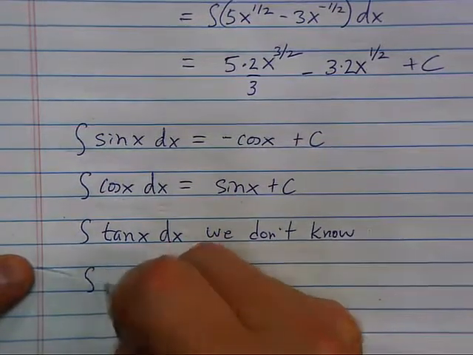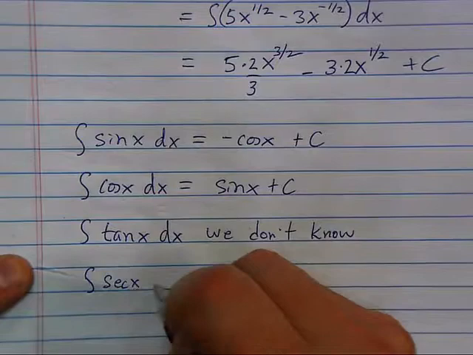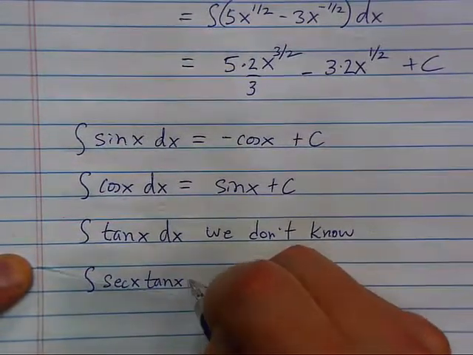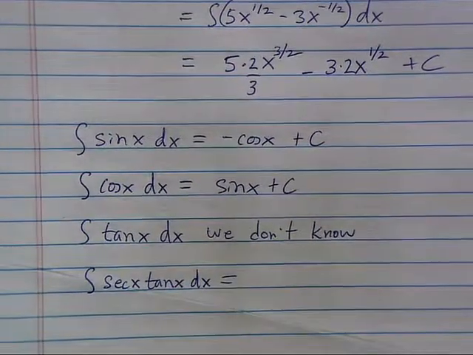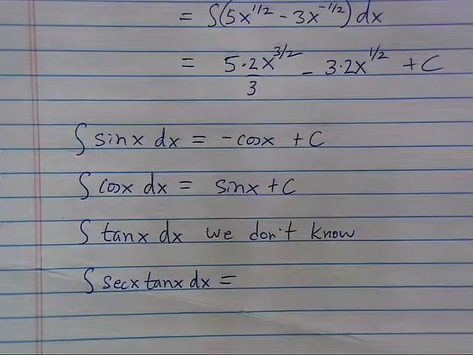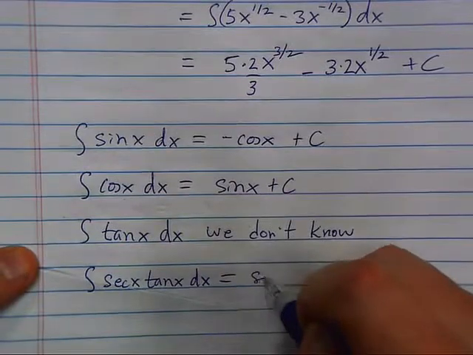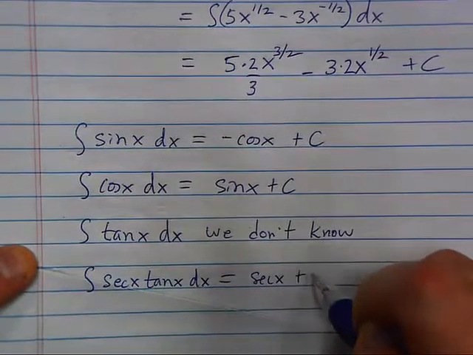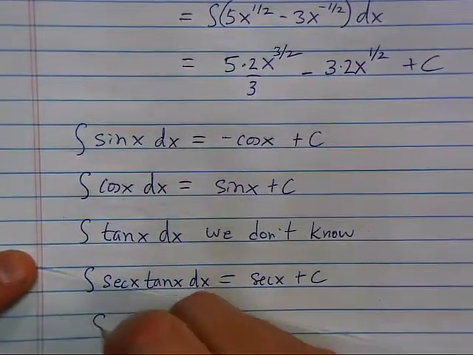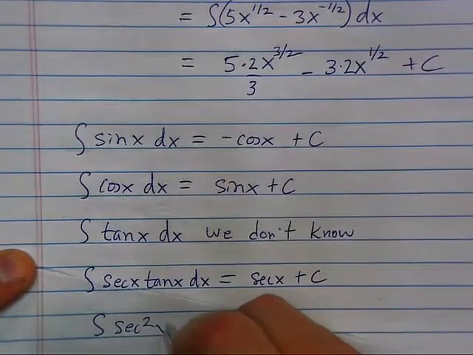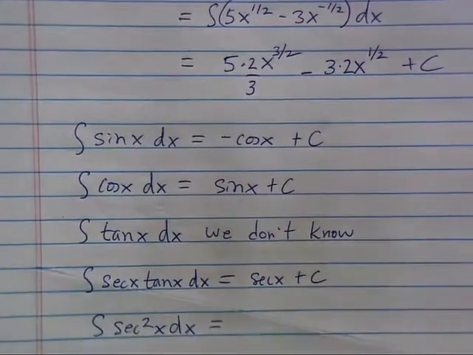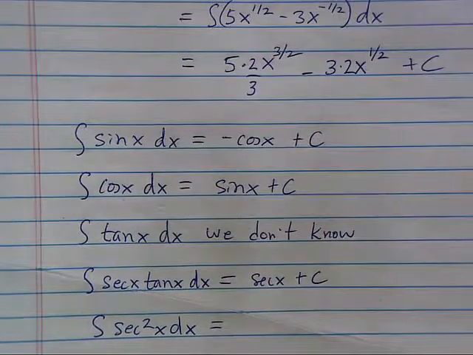So for example, I know the antiderivative of secant x tangent x. That would be secant x, because the derivative of secant is secant tangent. I also know the antiderivative of secant squared. What's the antiderivative of secant squared? That one's tangent, because the derivative of tangent gives secant squared.